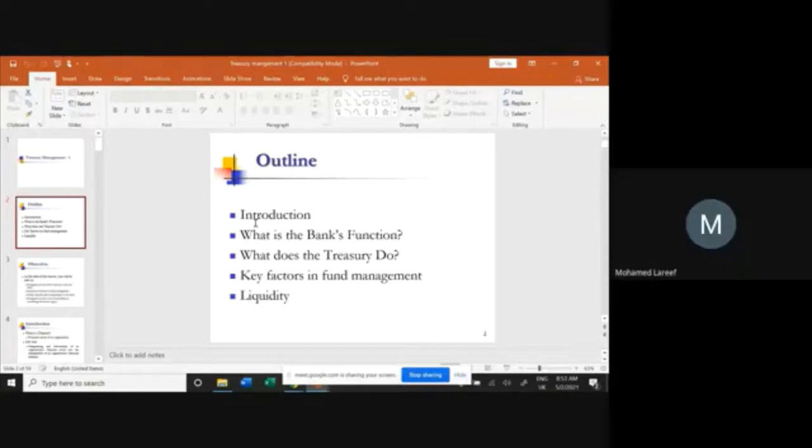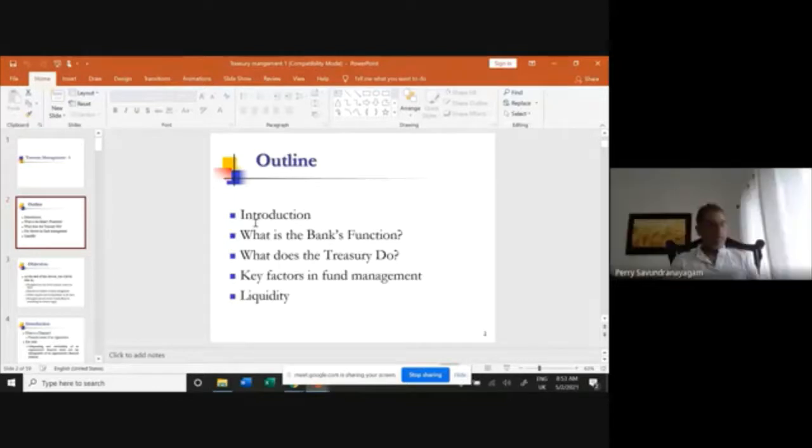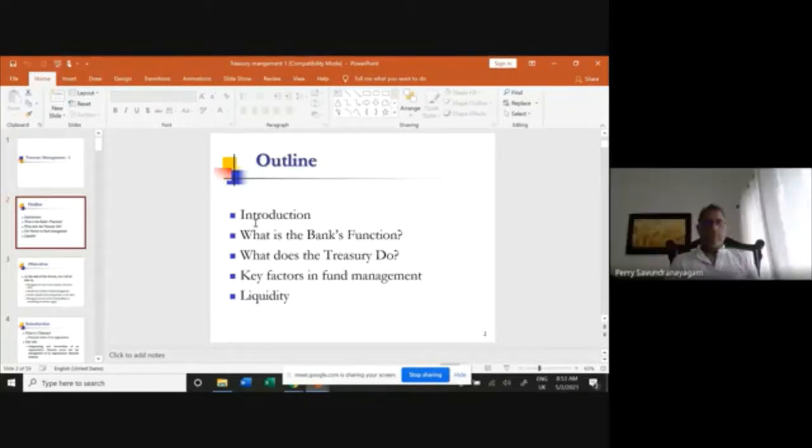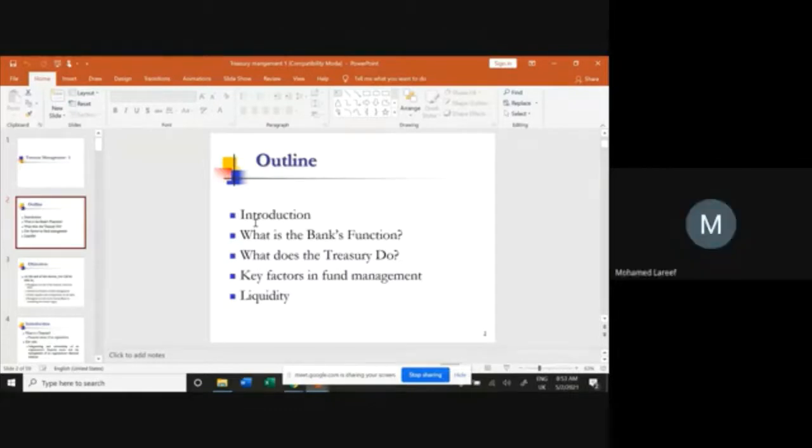Safeguarding the interest of the stakeholders. Yes, very good. What else? Is that the only reason? Profitability. That's right. So is it a profit center or a cost center? It's a profit center, sir.